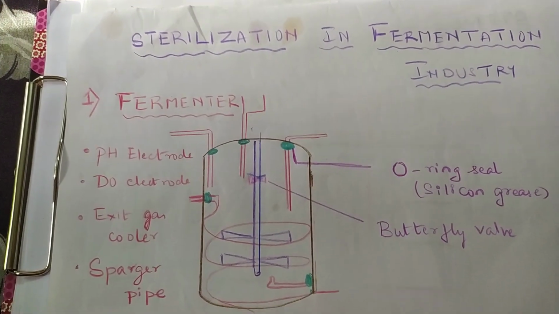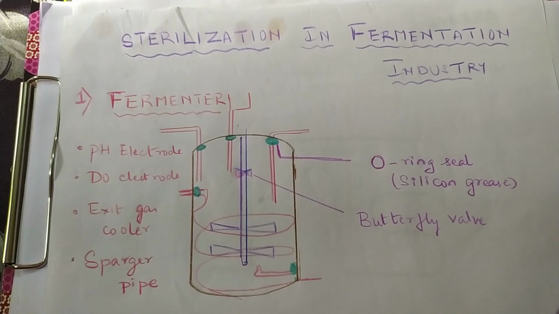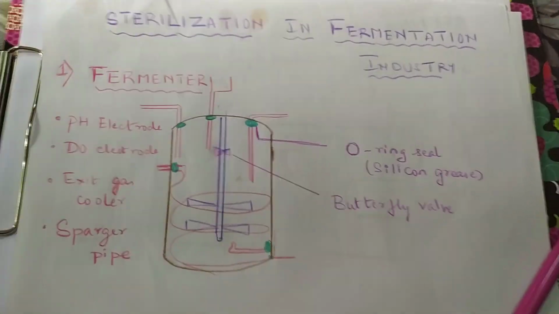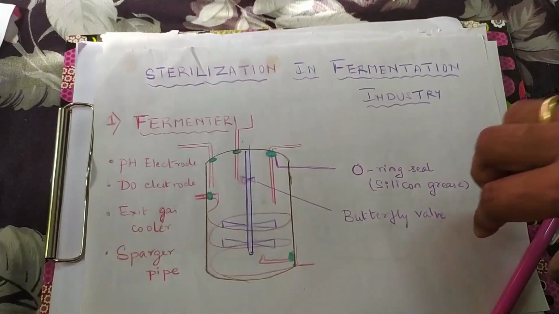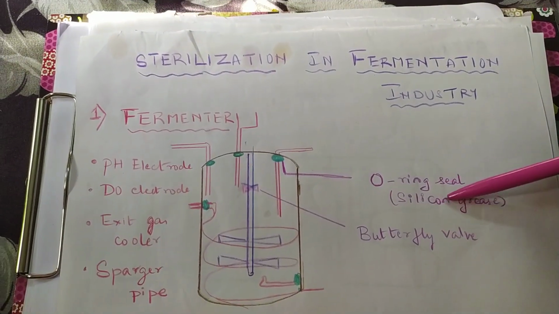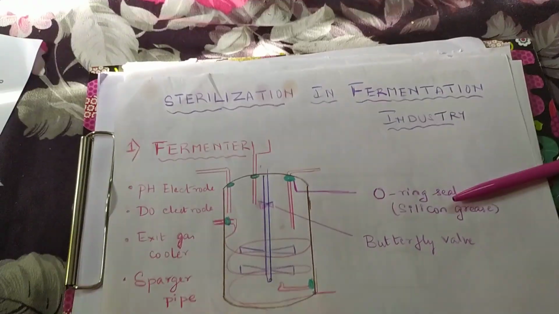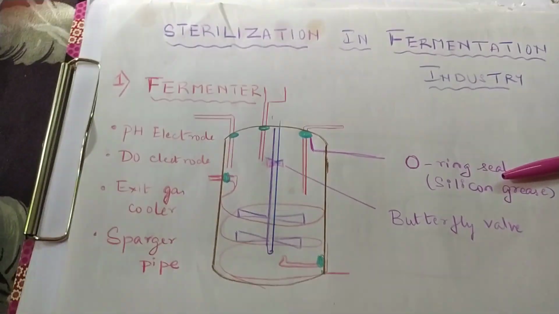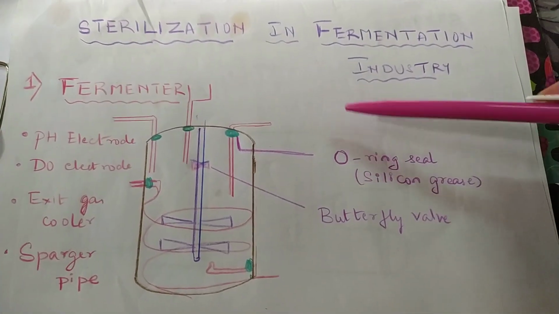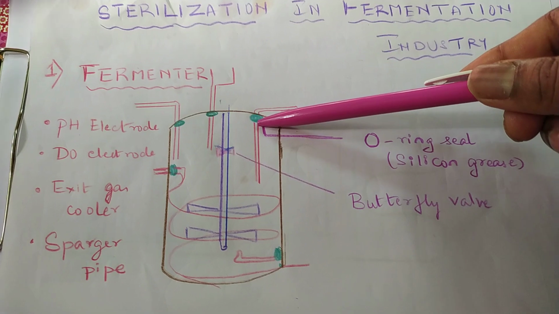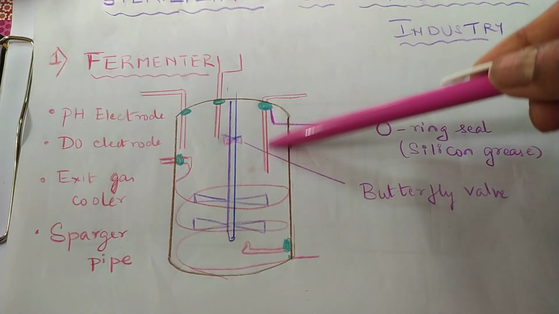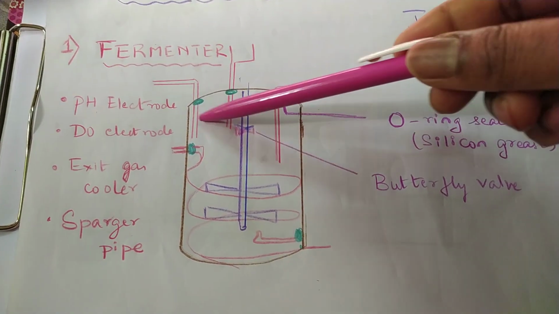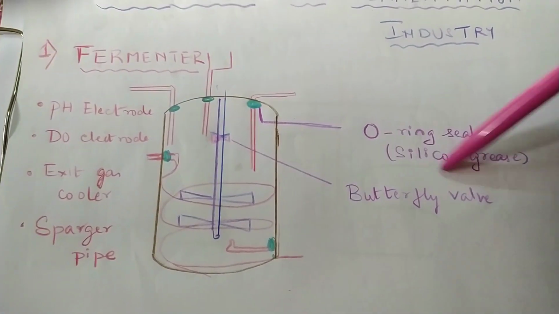In this slide, what you're observing is a picture of a bioreactor. In the bioreactor you find something called the O-ring seal, with silicon grease. What is meant by O-ring seal? Wherever there are input pipes entering the fermenter and output pipes, those will have the seal called the O-ring seal.